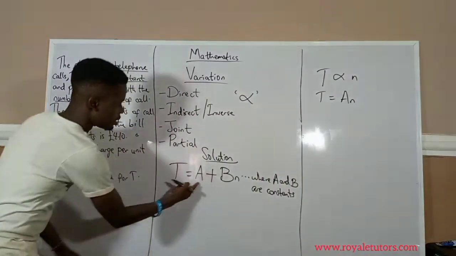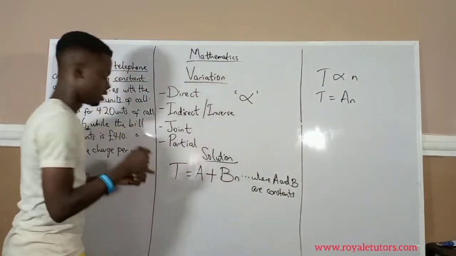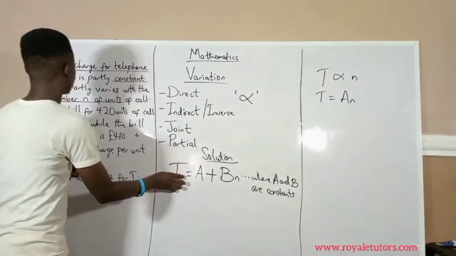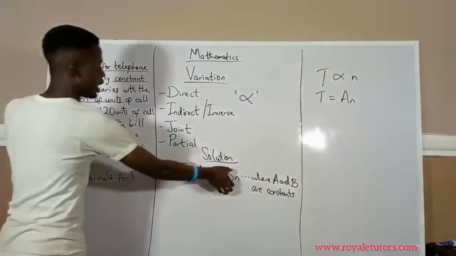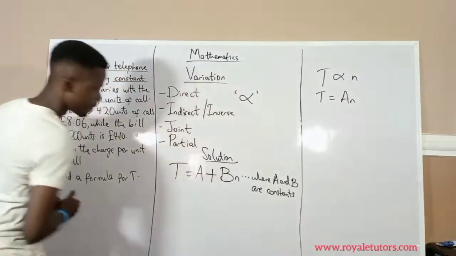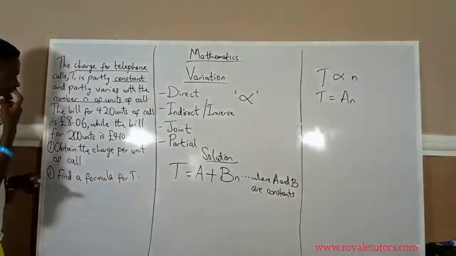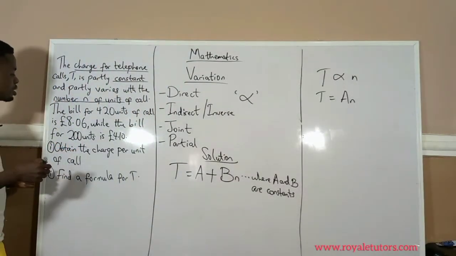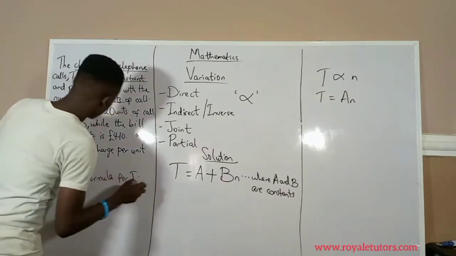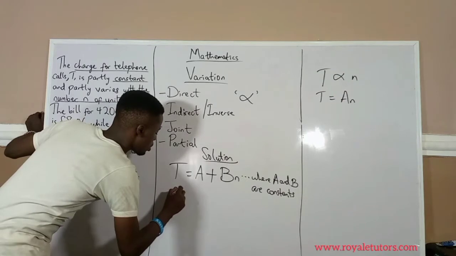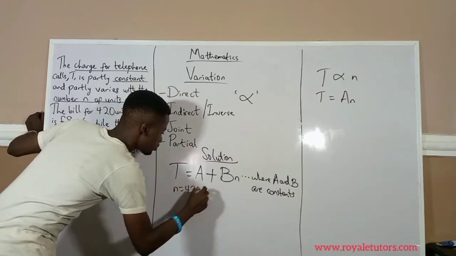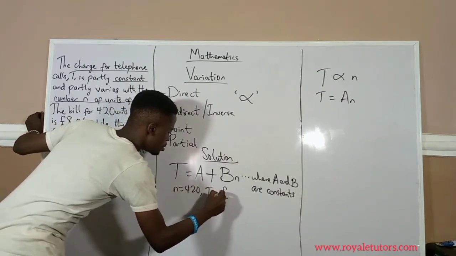So we know that A is a constant, B is a constant. The things we are varying together are the charge, which is T, and the number of units, which is N. So we go ahead. They gave us that the bill for 420 units of coal is 8.06 pounds. So the number of units is 420, while the bill is 8.06 pounds.